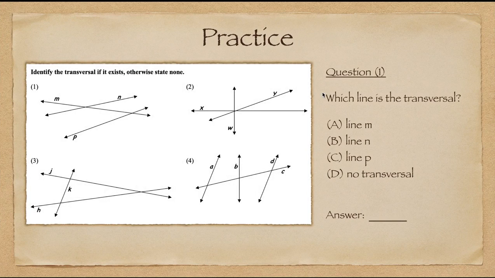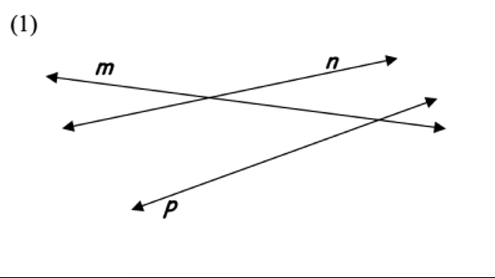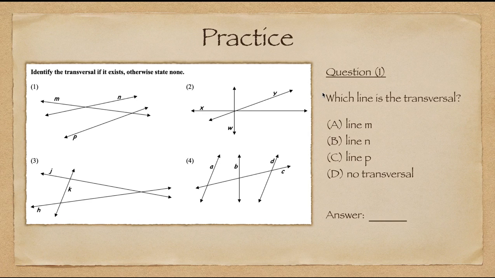Just to practice this concept, if we look at question 1, which line is the transversal? So you have lines M, N, and P. So is M a transversal, line N, or line P, or is there no transversal? Well, the definition says a line that intersects two or more lines at different points. And we see that line M intersects line N and line P, so that's two lines it's intersecting, and it's intersecting them at different points. So question number 1 should be A, line M is the transversal.